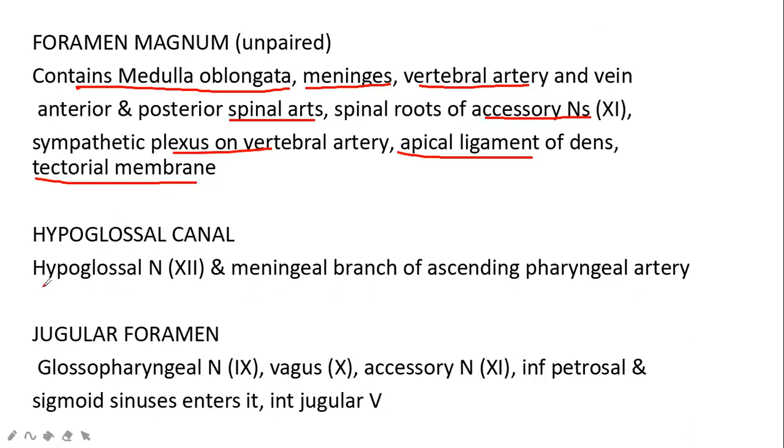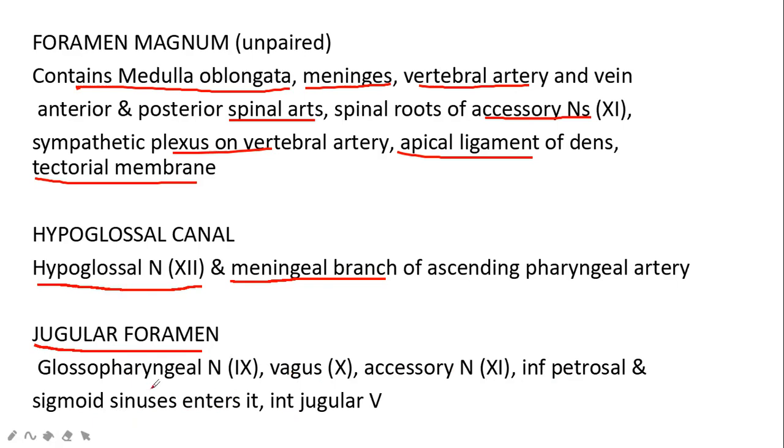So there is passage of the hypoglossal nerve and the meningeal branch of the ascending pharyngeal artery. Then we have the jugular foramen that we said is bordered by two bones, occipital bone and the temporal bone. These transmit the glossopharyngeal nerve, vagus nerve, accessory nerve, inferior petrosal sinus, the sigmoid sinuses, and the internal jugular vein.